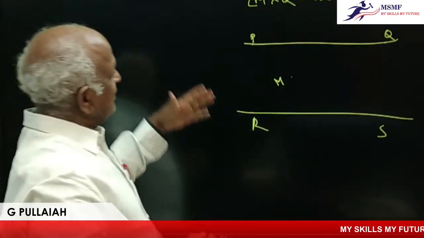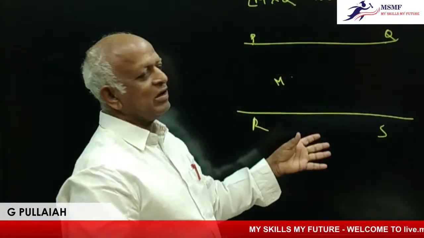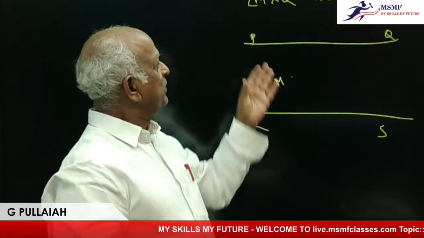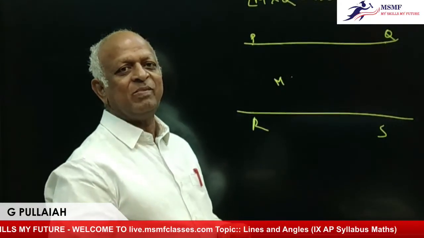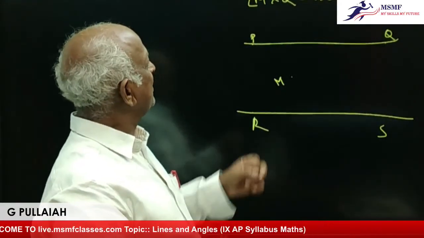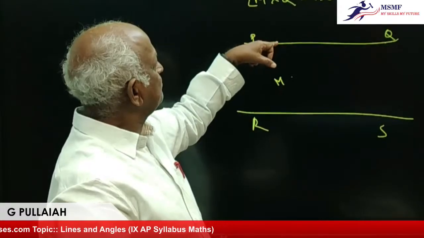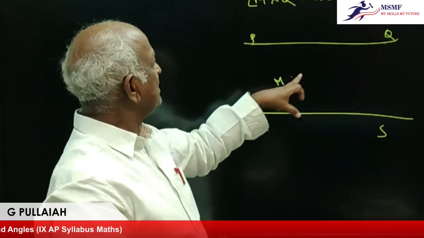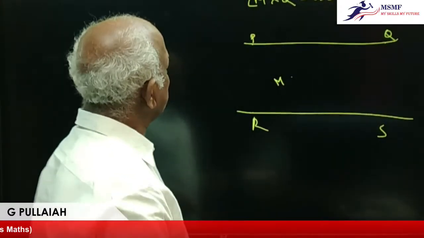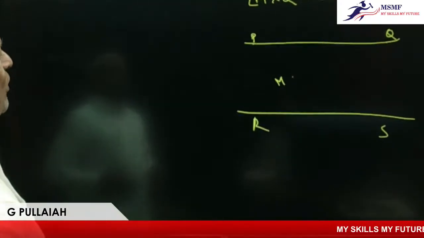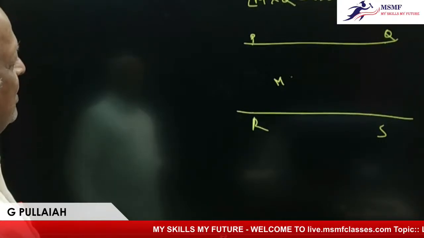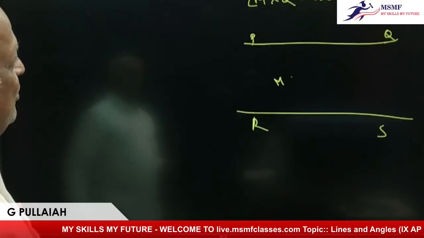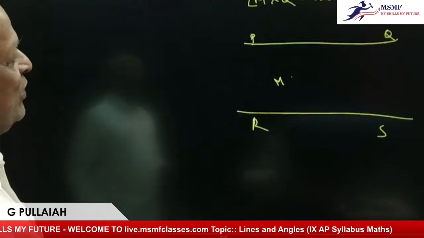So now look very carefully here. PQ and RS are parallels, and M is a point in between them. Angle MXQ is 135 degrees, and angle MYR is equal to 40 degrees. We have to find XMY.